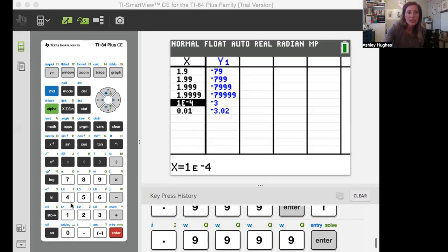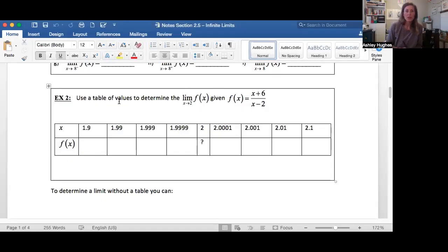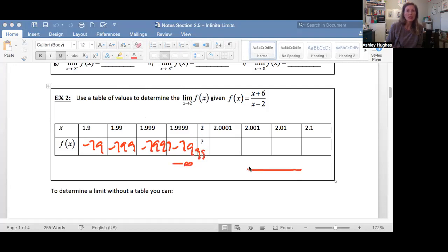Oh wait, you can't see. Hold on, let me share my other screen. So I don't remember these exact values, but it was like -79, -7999, -79999. So these were very large, getting very large negative. So this is going towards negative infinity. But what's happening over here? So let's see. Now we're going to stop my sharing here.